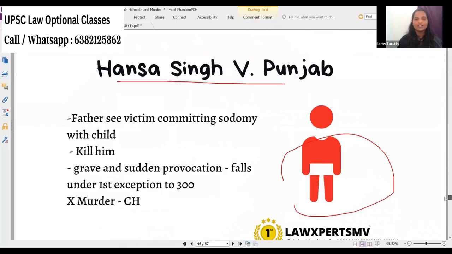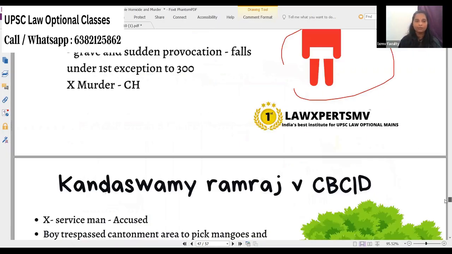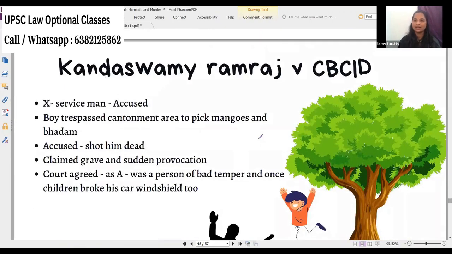Exactly. So in Hansa Singh, what happened? The father saw another man, the victim, committing sodomy on his child. So he immediately got provoked. It was a grave and sudden provocation. He killed the victim and it squarely fell within the exception. Okay. Hope everybody knows what sodomy is. It is an unnatural offense done to a child. Almost like rape.